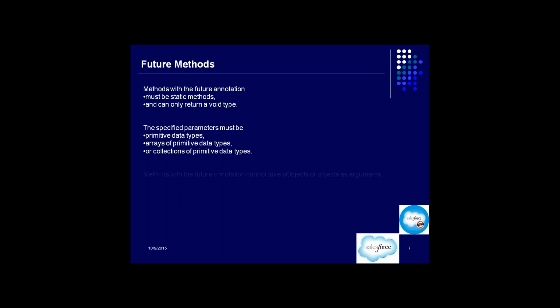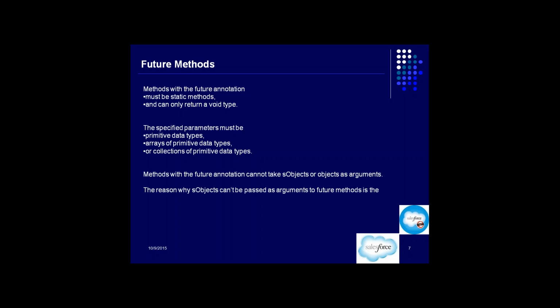Got it? Now, the methods with the future annotation cannot take sObjects or objects as arguments, and the reason is pretty simple. Why does it not take an sObject as an argument? An sObject means what? Records, right? Why doesn't it take an sObject as a parameter? The reason is pretty simple.